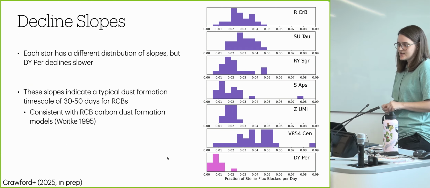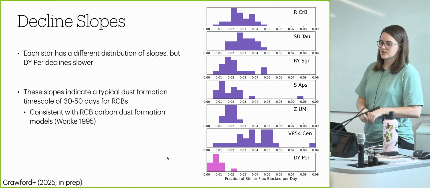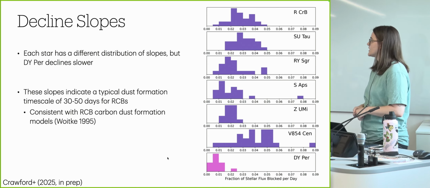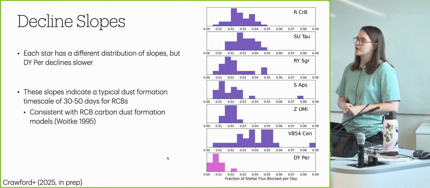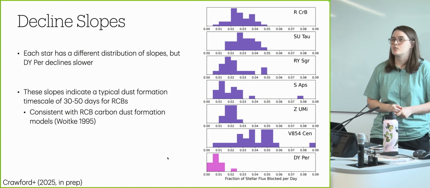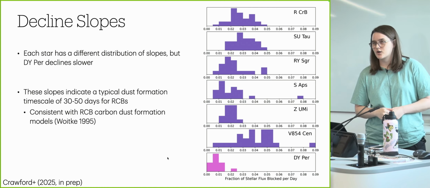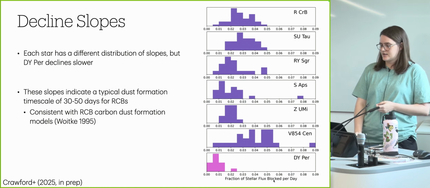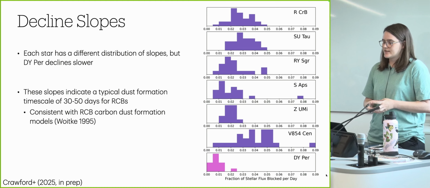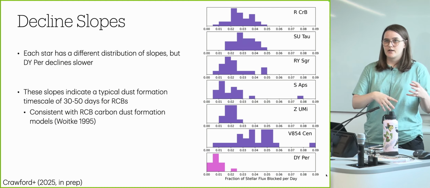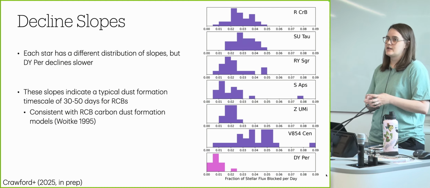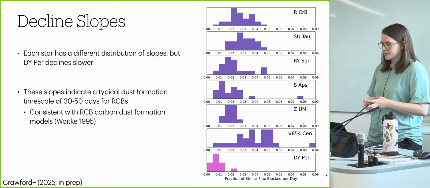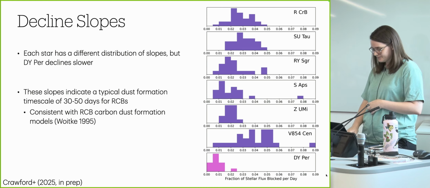And as I said, these slopes indicate the dust formation timescale, which is roughly 30 to 50 days for R Coronae, and this is consistent with R Coronae carbon dust nucleation models, such as the one from Woitke in 1995. So it seems consistent, at least with the models that have attempted to explain dust nucleation in R Coronae, at least on a timescale sense.